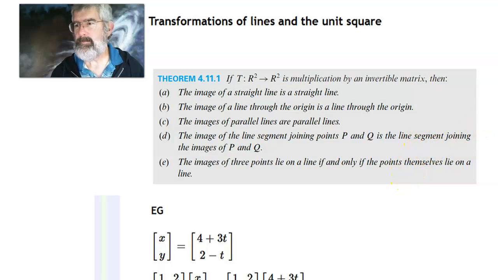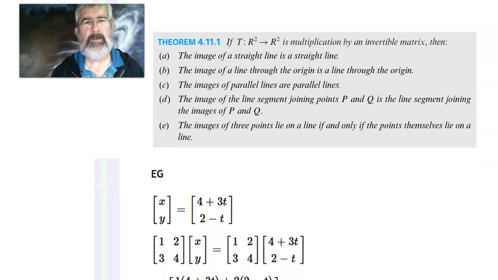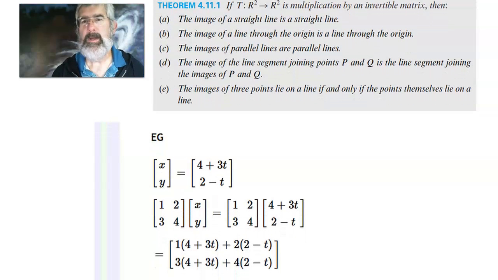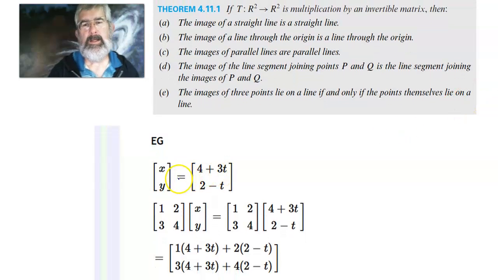Now, I'm not going to prove this, but I'm going to give you an example, and perhaps you can see where the proofs would come from. The first one, the image of a straight line is a straight line.